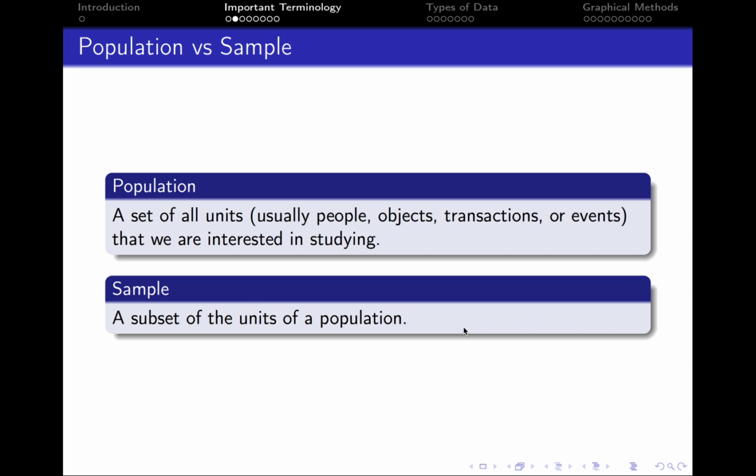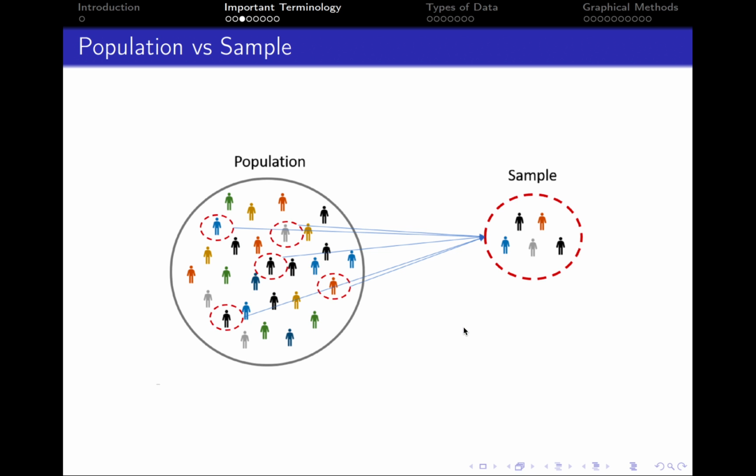You also need to know the difference between population and sample. So population is a set of all units like people, objects, transactions, or events that we are interested in studying. Whereas a sample is just a part of the units of a population, or a subset of the units of population. And from this graph, you can get an idea what a sample is. So population is, once again, all of the units that we are interested in, whereas a sample is just a small part or big part of a larger population.